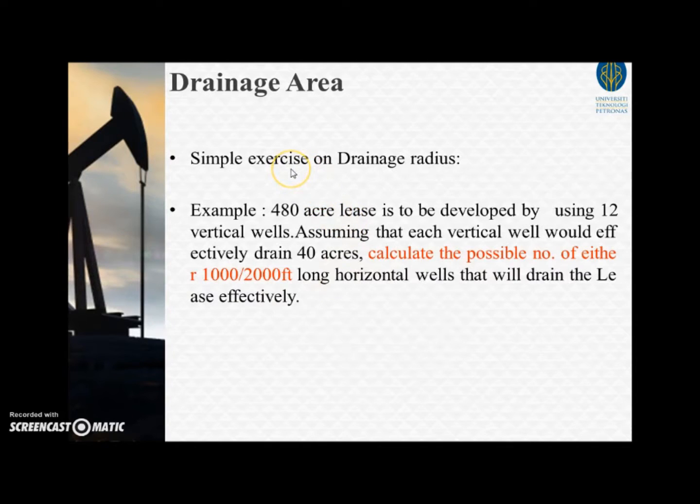Okay, now let's take a look at a simple exercise on drainage radius, which may or may not be covered in our syllabus, but it's still worth taking note of anyway. From this question, the total area to be leased is 480 acres, with each vertical well draining 40 acres, and there are 12 vertical wells. We have to find how many horizontal wells that are 1000 feet long and how many horizontal wells that are 2000 feet long make up a total of 12 wells.